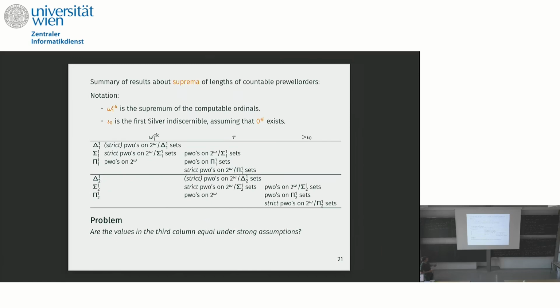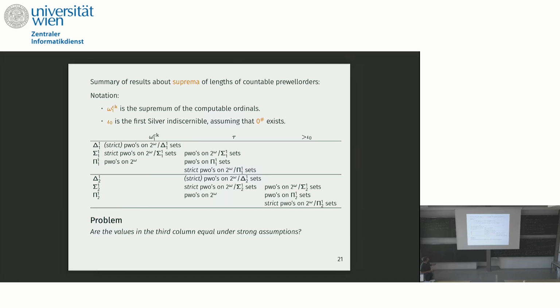There are certain pre-well orders, and we computed the suprema of certain types of pre-well orders of this form. And well, to show this, you always need to construct certain long pre-well orders of this form. And there's this periodic pattern here. And as you see, it's very important what the domain of the pre-well order is, for example.